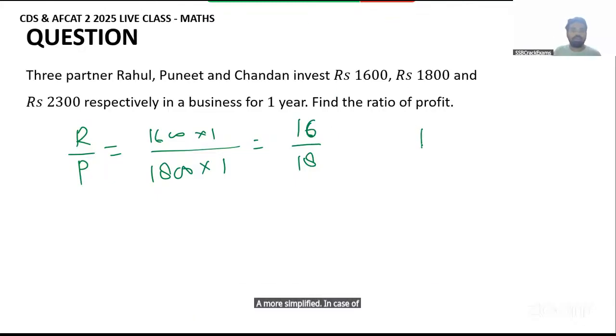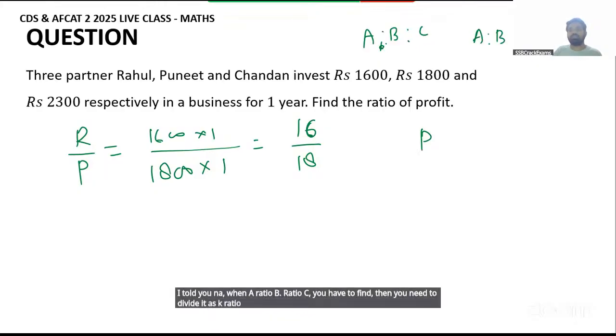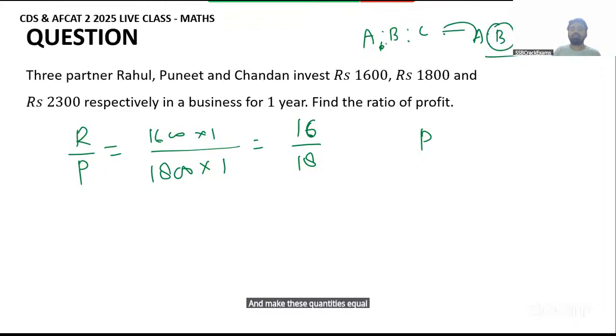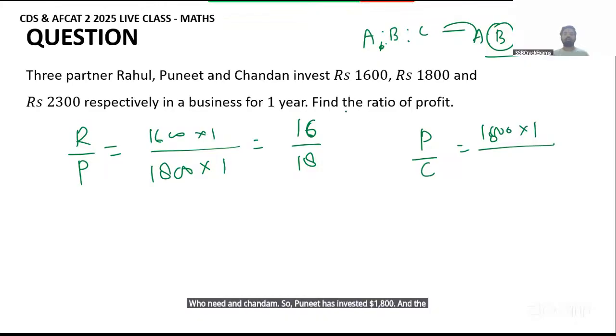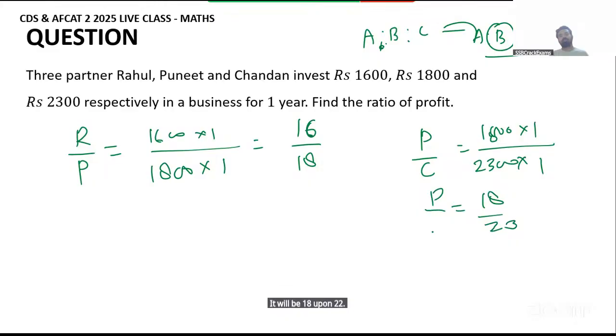I told you, when A ratio B and B ratio C are given and you have to find A ratio B ratio C, you need to make the common quantity B equal. Now, we first calculated between Rahul and Puneet. Now, Puneet and Chandan. Puneet has invested 1800 and the period was again 1 year. And Chandan invested 2300 and the period again was 1. So just cancel out. It will be 18 upon 23. So here you can see R upon P is 16 upon 18 and P upon C is 18 upon 23. So 18 is equal to 18. Now we can say the ratio is 16 ratio 18 ratio 23.